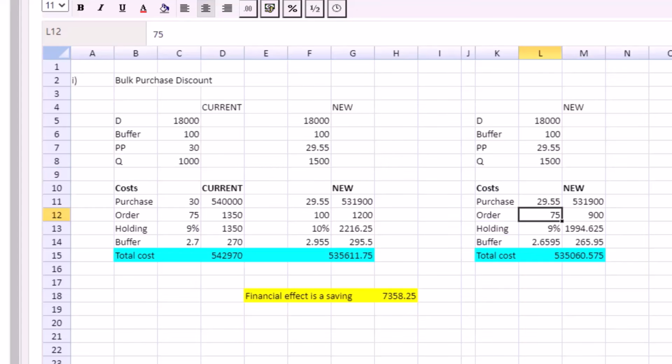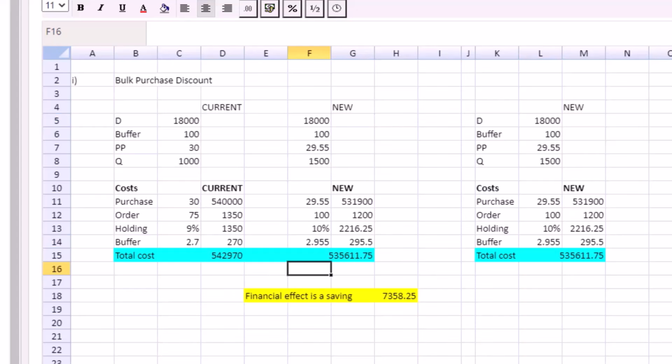And if you check the question, the order cost is going to go up by 25. So that needs to go up to 100. And the holding cost is now going to be 10% of the purchase price. So I need to change that to be 0.1. And there you have it. That was so much quicker than retyping the formulas.